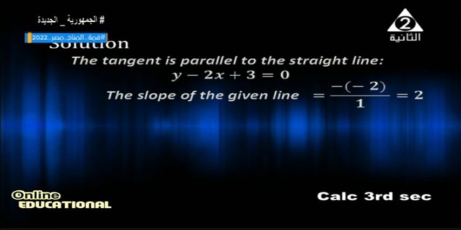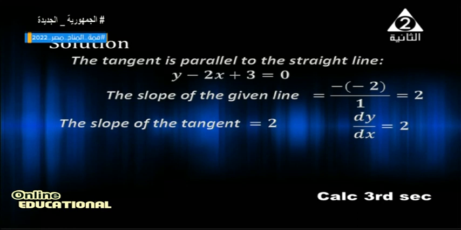And we have the slope of the tangent equals 2x minus 4 at any point. Then 2x minus 4 equals the slope of the straight line, which equals 2. Then 2x equals 2 plus 4 equals 6. Then the x-coordinate of the point of tangency equals 3.